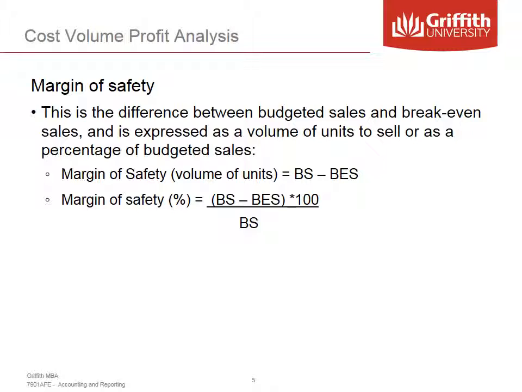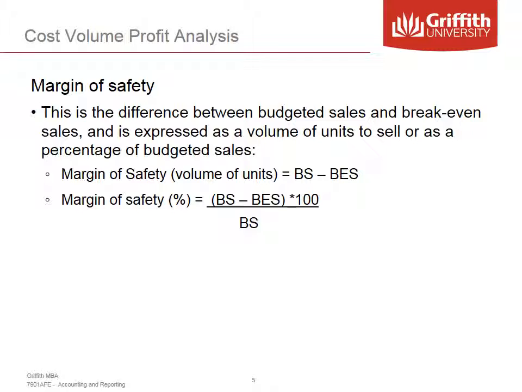Now, the final concept for this part of the discussion is the margin of safety. Margin of safety is the difference between what we budget or expect to be selling and break-even sales, at which point we will be making no profit and no loss. And so the margin of safety is really saying how far above break-even are we operating. We usually express that as a volume of units to sell or as a percentage of budgeted sales.